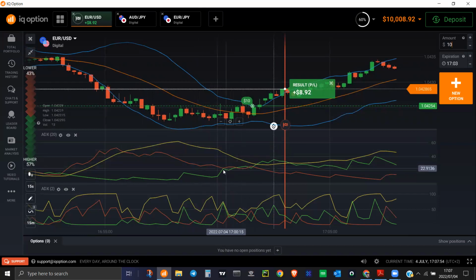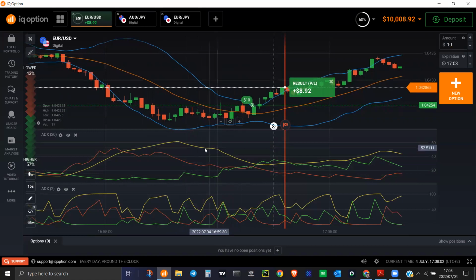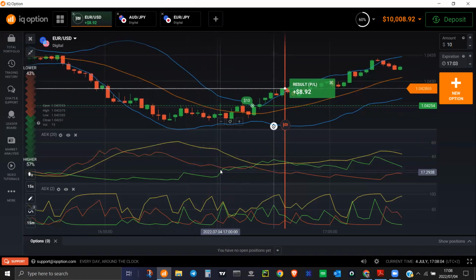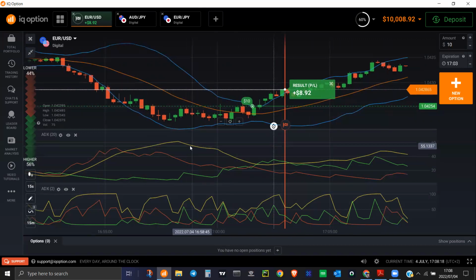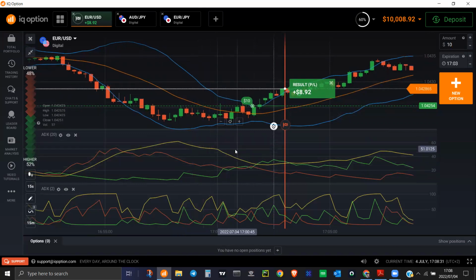You're waiting for a crossover of these two lines here, but the crossover should happen while the ADX, or the yellow line, is still above both of them, right? If that's the case, then that's a good crossover. However, sometimes the crossover happens when the ADX is already in between or near them. It should be way above them when the crossover happens. Okay, that's the second thing that you look for.